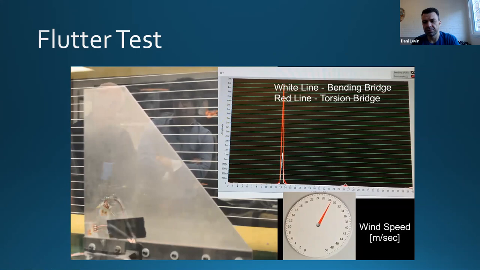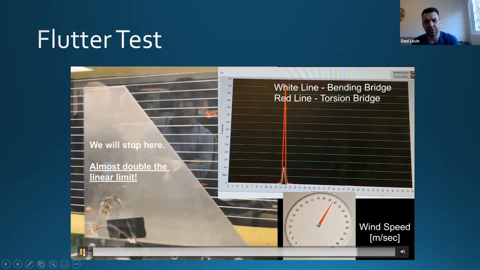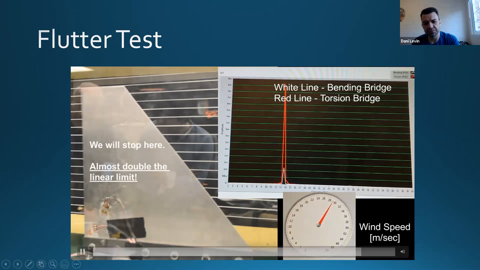Let's pause here for a second. You see that all the noise on the FFT plot is gone, and we have the dominant frequency at 12 hertz, which is a combination of the torsion and bending. And you can also see the fluttering of the delta wing. And the interesting thing is that we got almost double the linear speed limit.